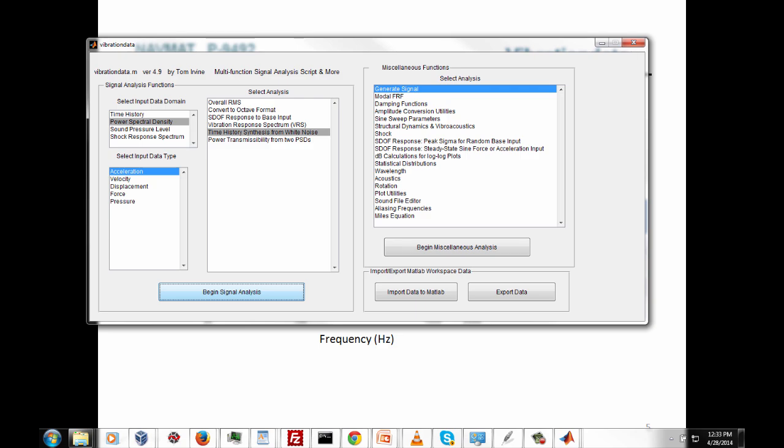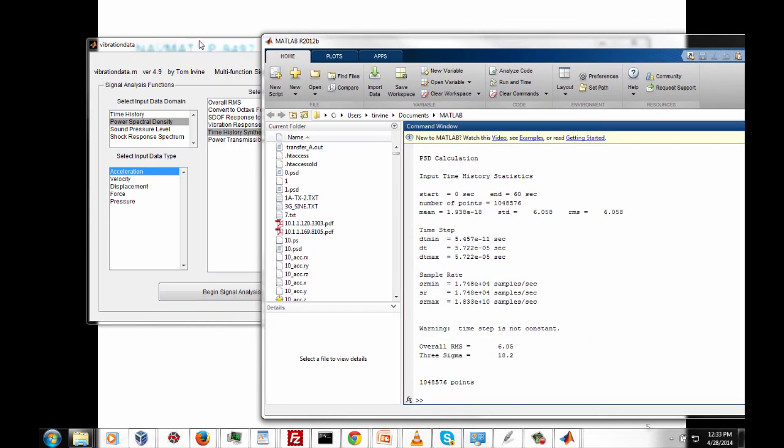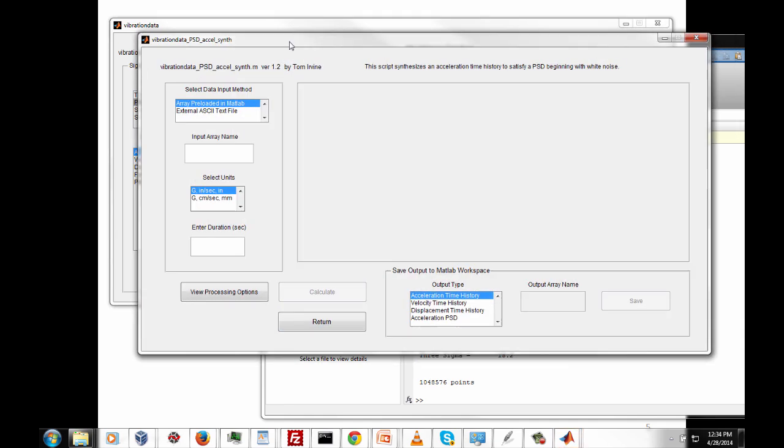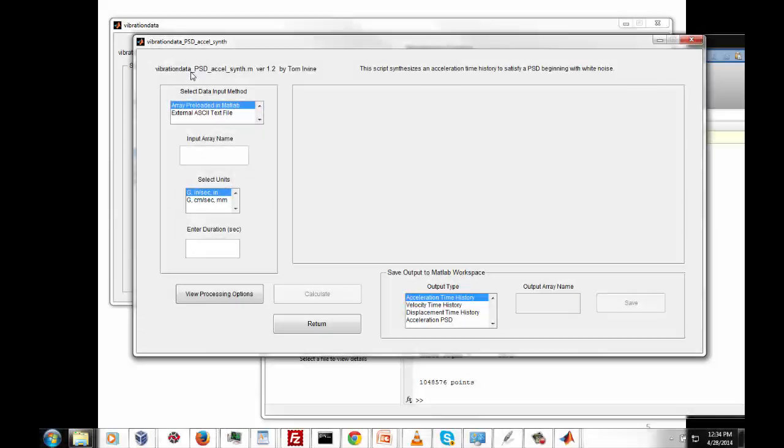So we're going to go over to our MATLAB GUI package, and our GUI package is up to version 4.9. We go to power spectral density, time history synthesis, starting from white noise. Okay, so this particular function is up to version 1.2, and this script synthesizes an acceleration time history to satisfy a PSD beginning with white noise.